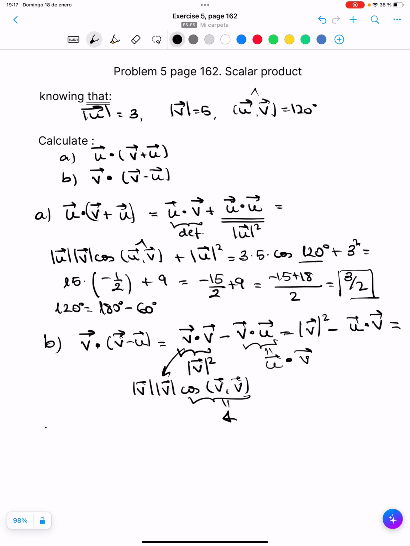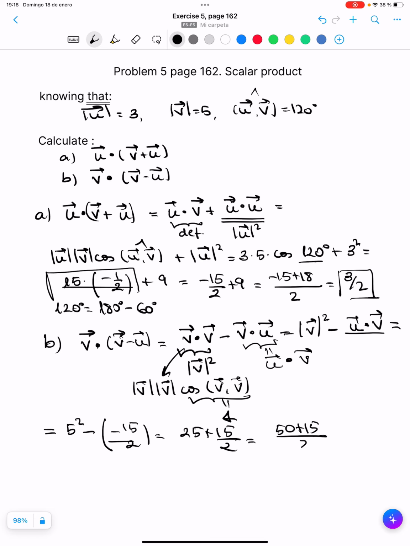And finally, we substitute all the data, having the square of 5 minus this result that is down here in the exercise letter A. So because it's negative, we put minus minus 15 halves, at the end 25 plus 15 halves. Adding these two numbers, we obtain 50 plus 15 divided by 2, that is 65 divided by 2. And this is the solution of the second exercise.